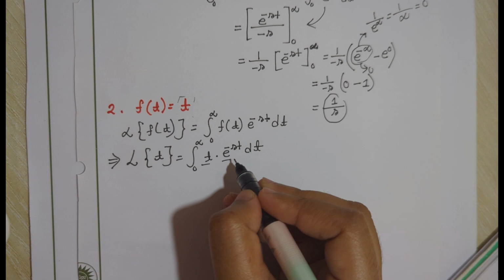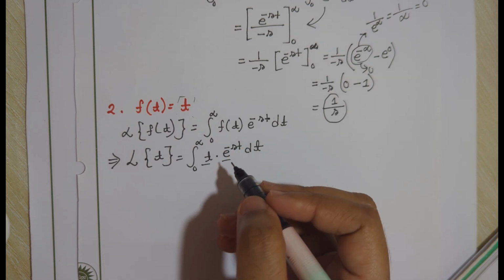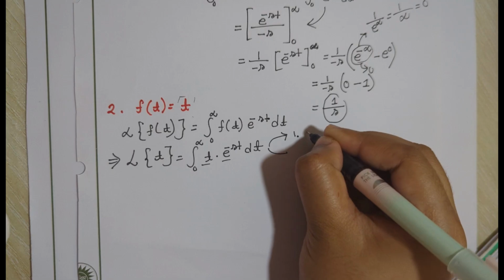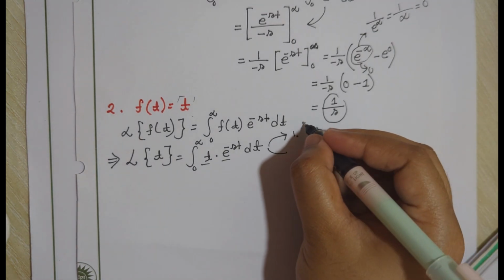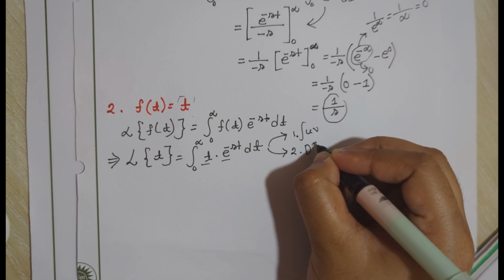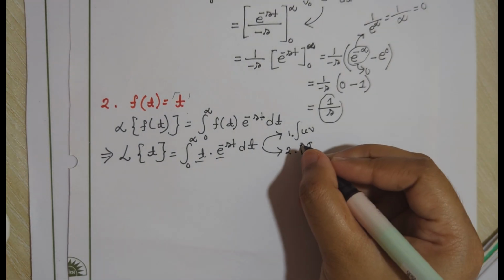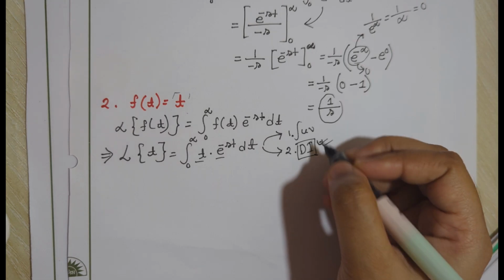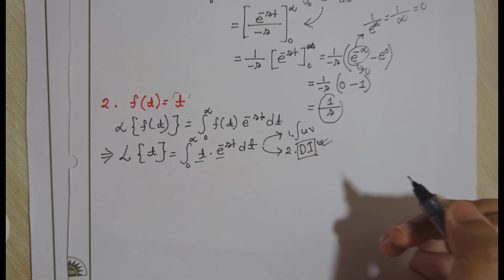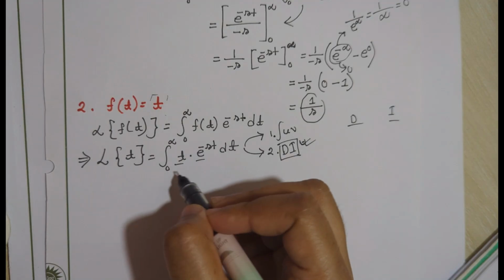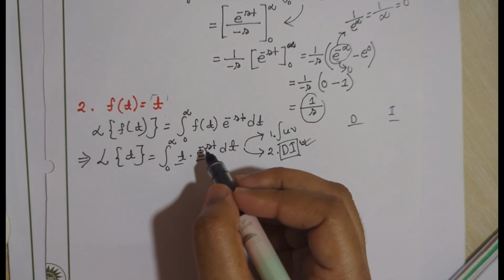Here we got two terms with the variable t. So we have two ways. One is to use the uv formula of integration, or otherwise we can apply the DI formula. I think the DI formula is much easier for us, so we will use the DI formula here. In the DI formula, we differentiate the one term u and integrate the other term v.